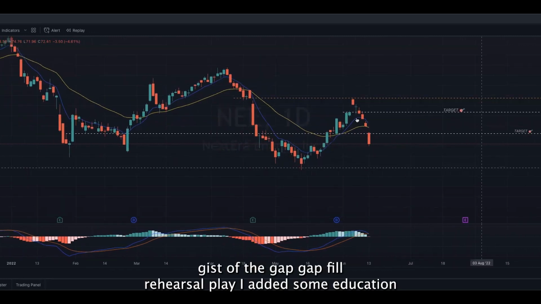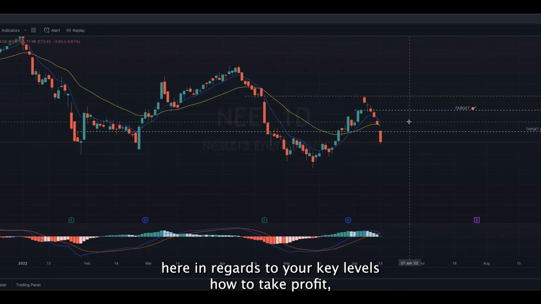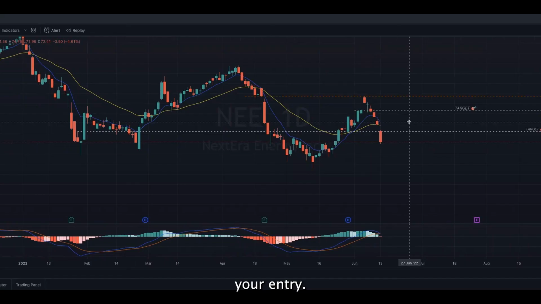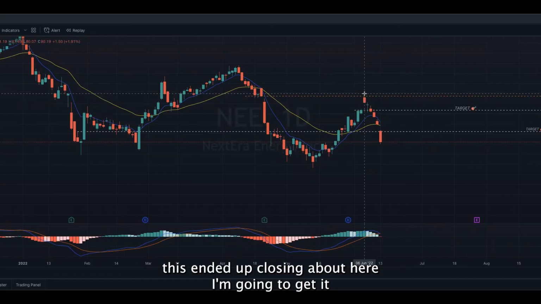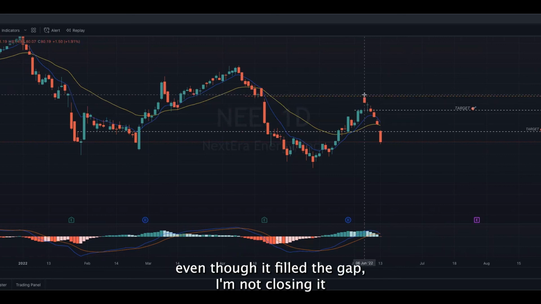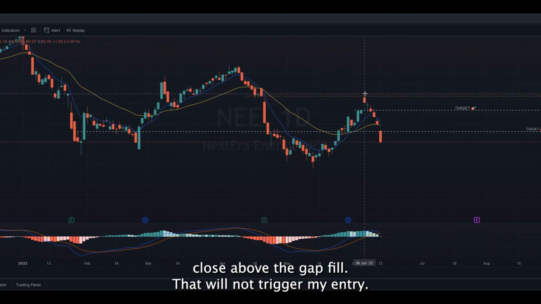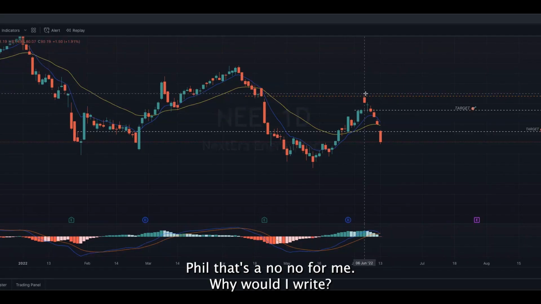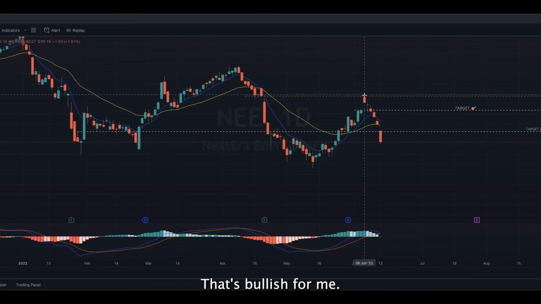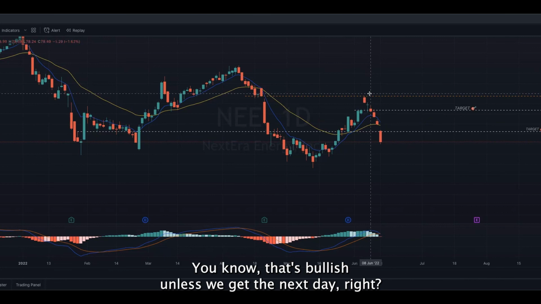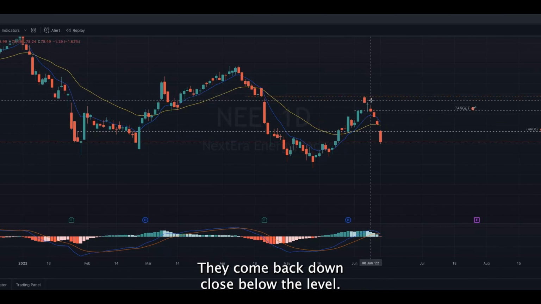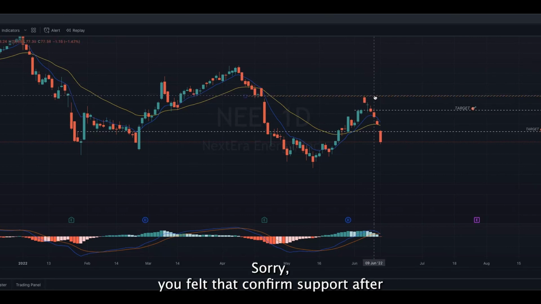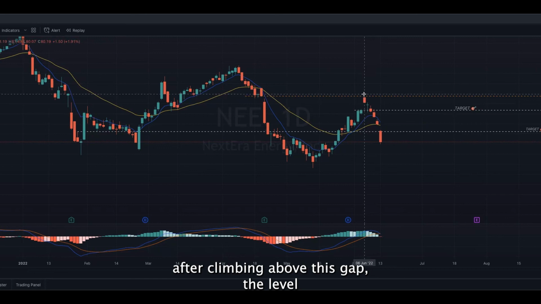I added some education in here in regards to your key levels, how to take profit, when to take profit, that is, where to line up your targets, your entry. So for example, if this ended up closing above here, I'm not going to get it. Even though it filled the gap, if it closed above the gap fill, that will not trigger my entry. I wanted to test the gap fill and close below, which triggers my entry. Closes above gap fill, that's a no-no for me. Why would I, right? That's bullish for me. Unless we get the next day, red day, come back down, close below the level, okay, that's bearish. You failed to confirm support after climbing above this gap fill level.